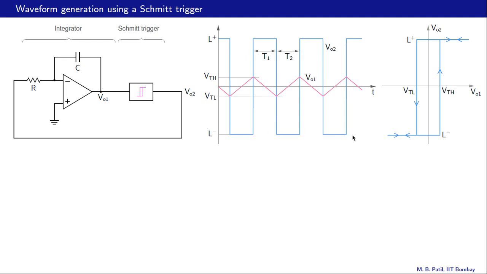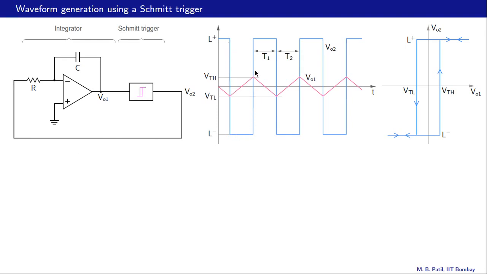The VO versus VI relationship for the Schmitt trigger is shown here. It's a non-inverting Schmitt trigger. VTH and VTL are the tripping points, and L plus and L minus are the high and low output voltage levels. This axis is the output of the Schmitt trigger, and in this case it is VO2, and this axis is the input of the Schmitt trigger, and in this case it is VO1. So note that VO2 serves as input for the integrator.